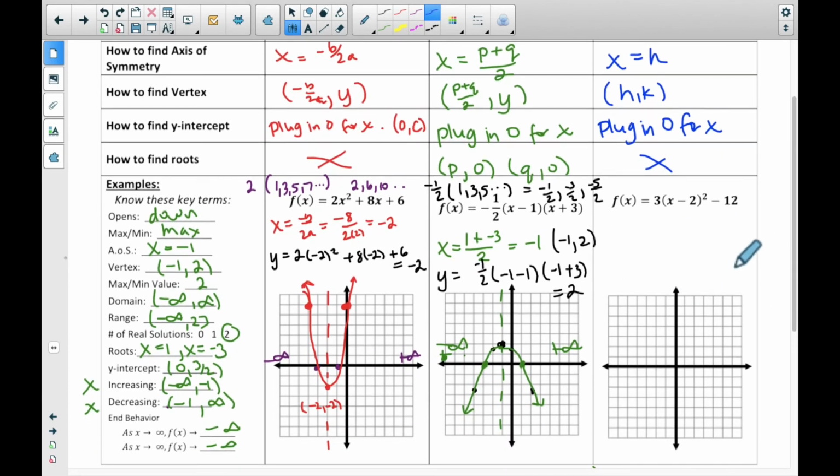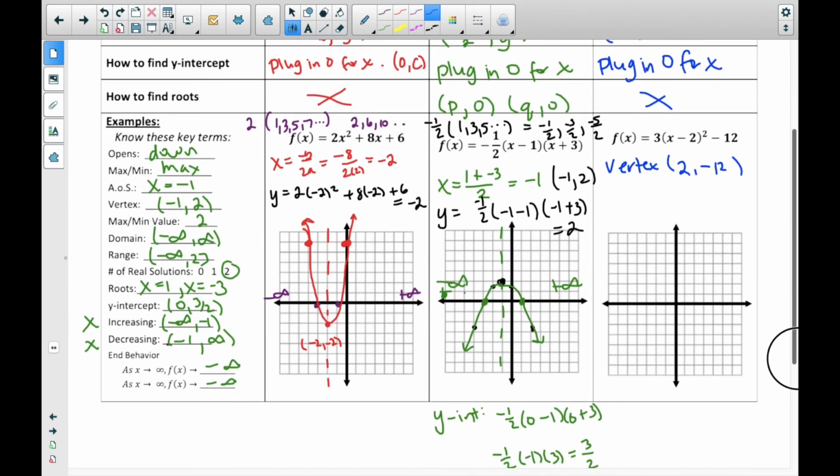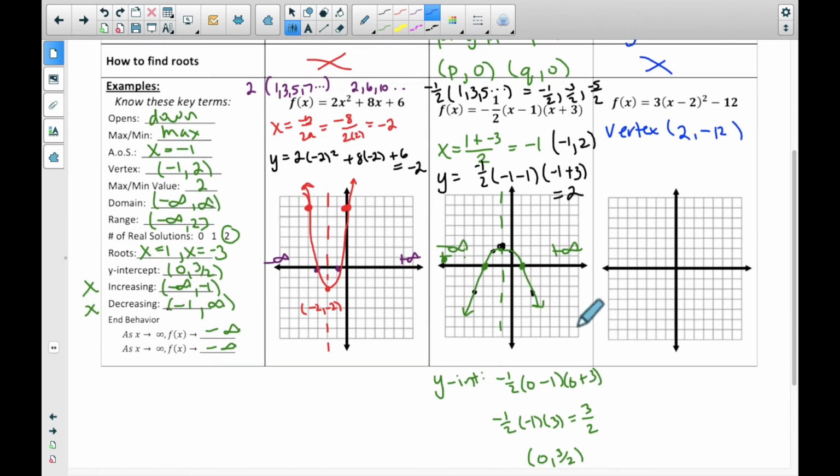Okay, so as I look at this example, my vertex is going to be at (2, -12). And that's going to take me all the way down off the graph, but that's okay. I'm just going to estimate. Actually, my graph is pretty lame. You know what? I'm going to move my axis up. Okay, I just moved up my axis so I could fit this on better.